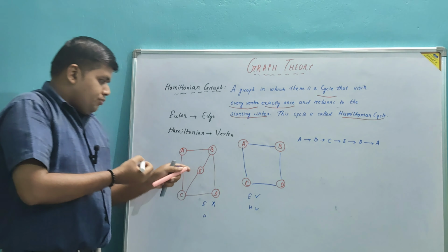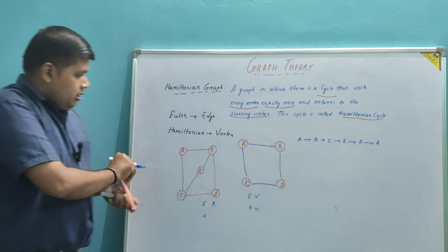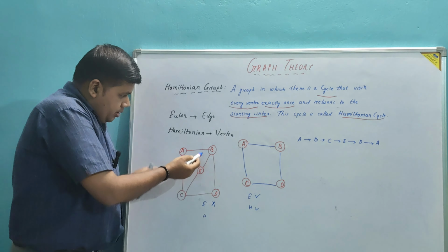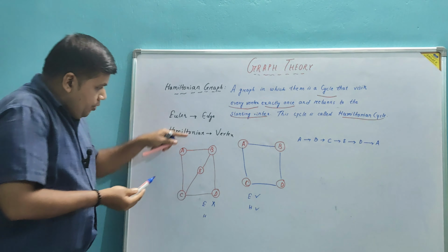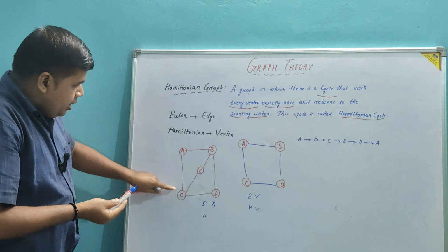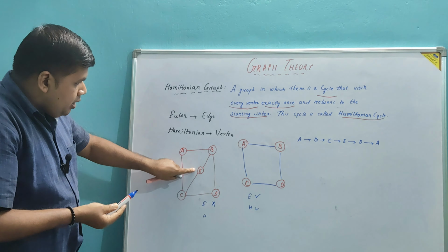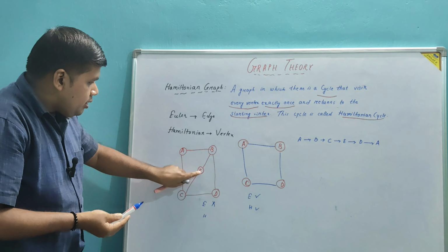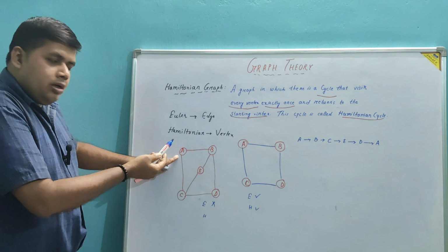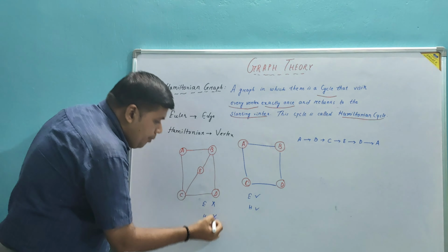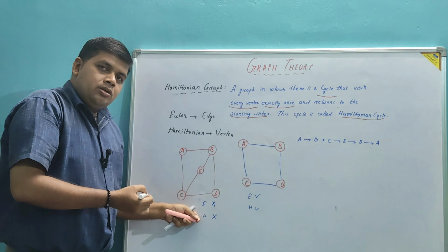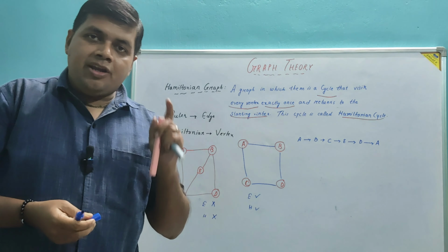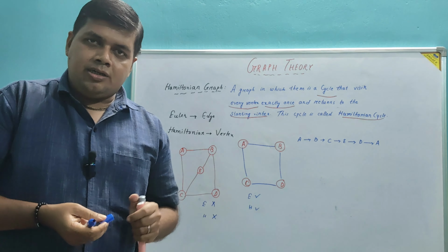Is it Hamiltonian? We have to find such a cycle. Let's see. If we move from B to A to C, C to E, again it will go to B, but not directly to A. Or if we move in this way, it will not take us to the original vertex. So therefore, it is neither Hamiltonian. So nor Euler, nor it is Hamiltonian. So that's all about two very important graphs, Hamiltonian graph and Euler graph.